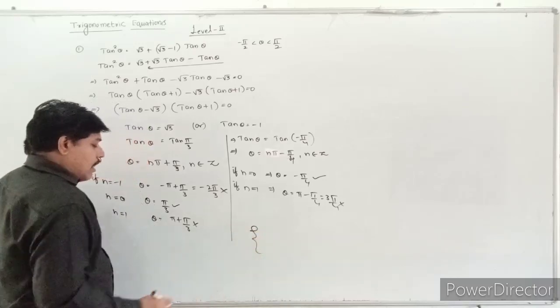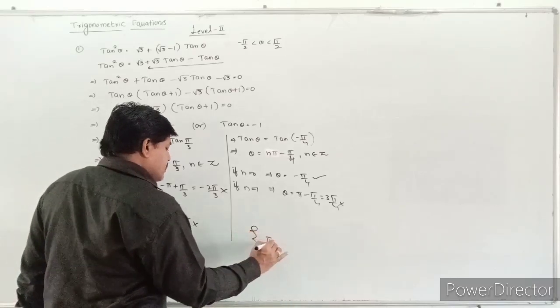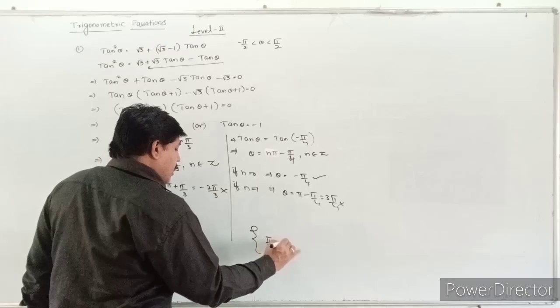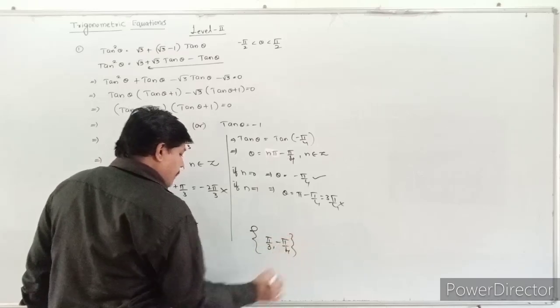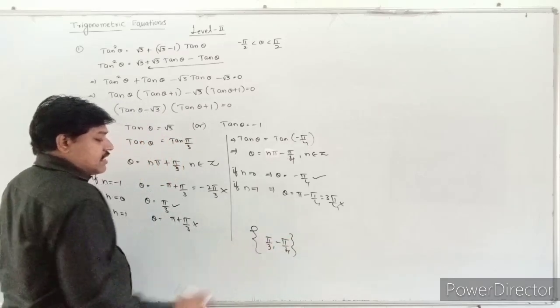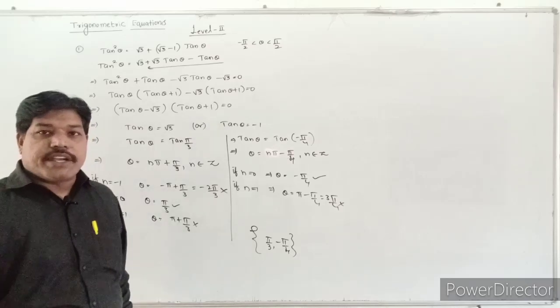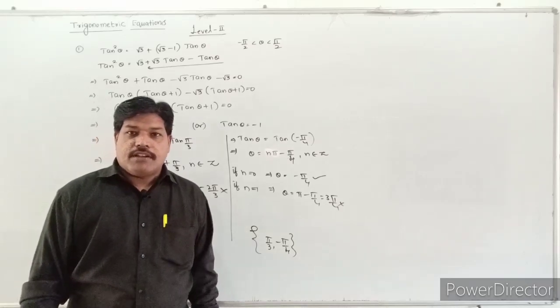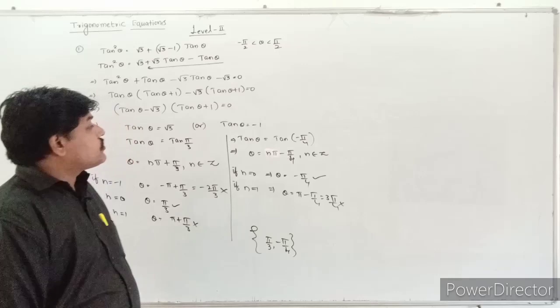Therefore the solutions are, what is the solution, students? That is nothing but pi by 3 comma minus pi by 4. Pi by 3 comma minus pi by 4 are the solutions of the given equation. Okay. So see that question, students.